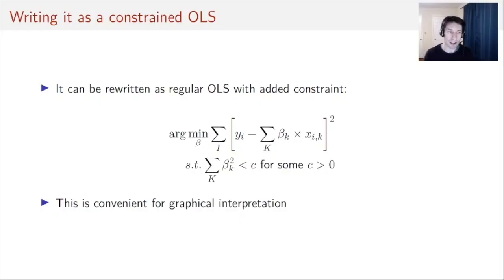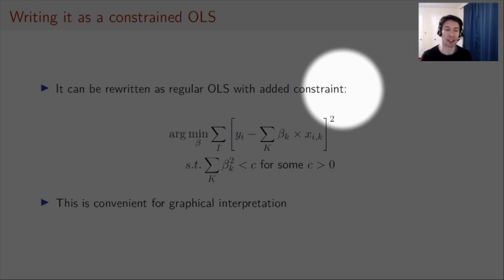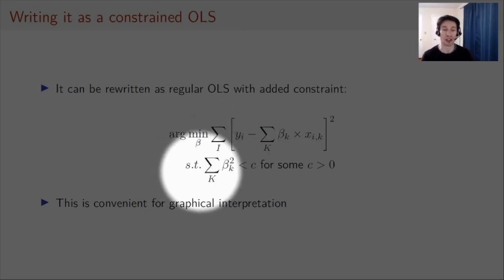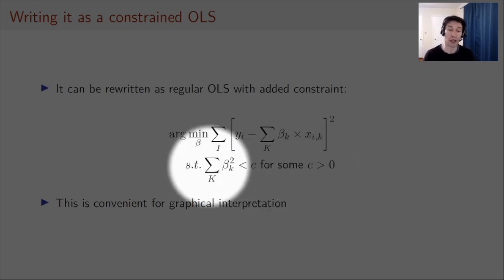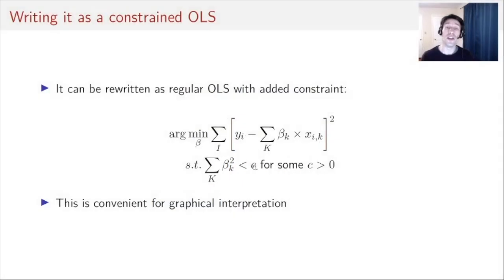Now, we can rewrite this problem as a regular OLS with an added constraint. So this is just the argmin of your OLS, your sum of squared errors, subject to the constraint that there exists a C greater than 0 for which the sum of the beta k squared is less than that constant C. This way of writing it is the same problem, just rewritten in a way that is more convenient. It is convenient in particular for graphical interpretation, and then you'll understand how this works.